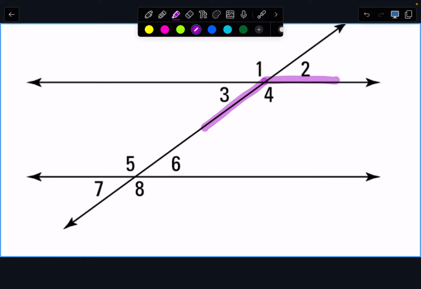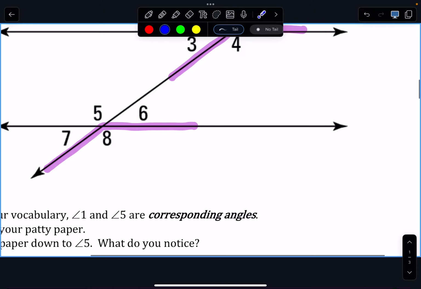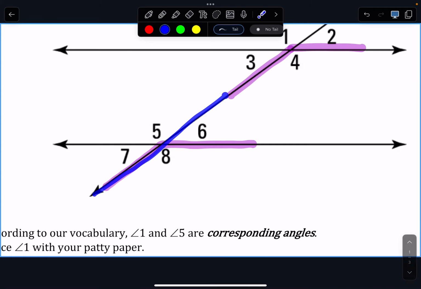Okay, which angle does 4 match up with? 8? Okay, so we know that 4 and 8 are the same because they're corresponding. Can you tell me what's true about 6 and 8? They're adjacent. What else besides adjacent? Do you see how they make a straight line? 6 and 8 are supplementary. Angle 8 plus angle 6 is going to equal 180.